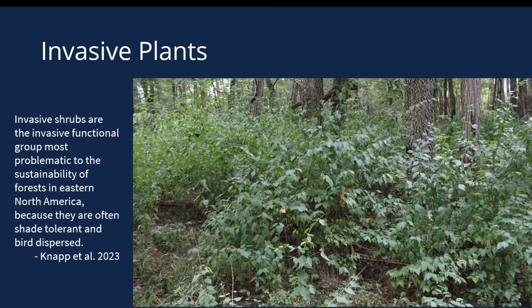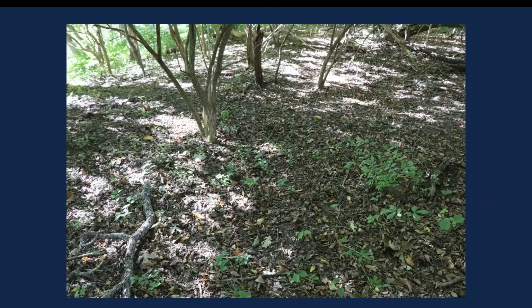If you look at invasive plant species, especially invasive shrubs, they tend to be the group that's most problematic to the sustainability of our forest, mainly because they're very, very shade tolerant, they spread easily, and they cast a lot of shade themselves. And so we see situations like this, which is a bush honeysuckle stand in central Illinois, so shaded that there's very little that can even grow underneath of it.